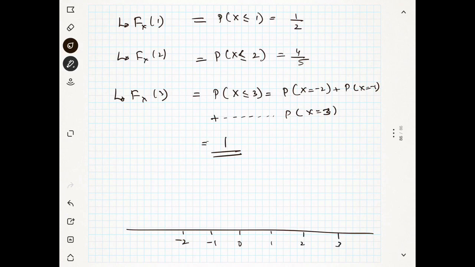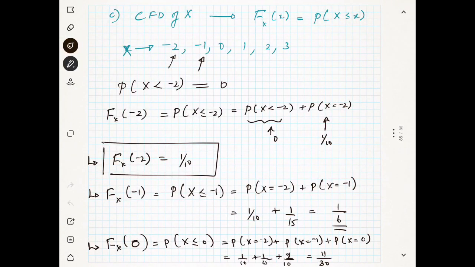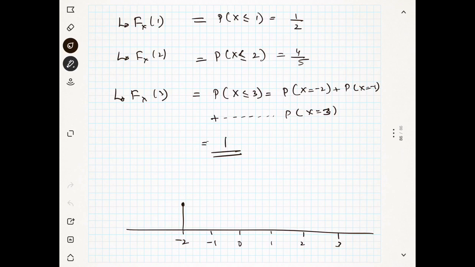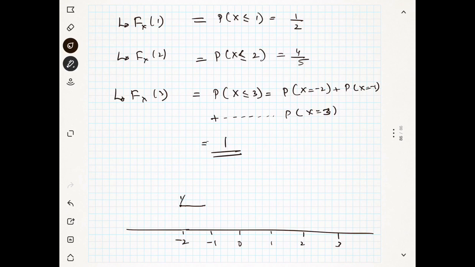Okay, now I can have the cumulative distribution here. You see here, this one was up to minus 1, it is not included, minus 1 is not included. It was 1 by 10, so this was 1 by 10.